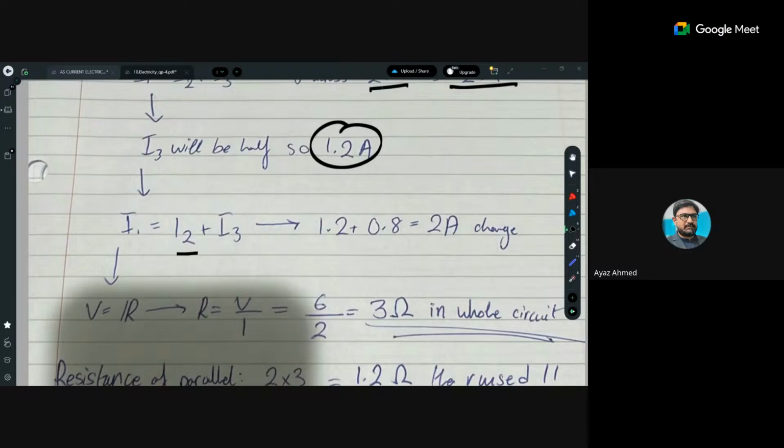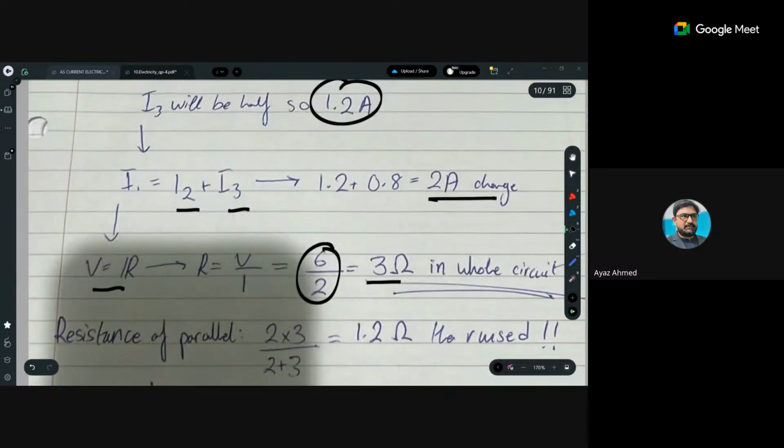So I2 plus I3 is equal to 2 ampere. Good. So V is equal to IR, R is equal to V by I. So 6.6 by 2 is 3 ohm in the whole circuit. Yes, it means the total resistance in the circuit is 3 ohm.